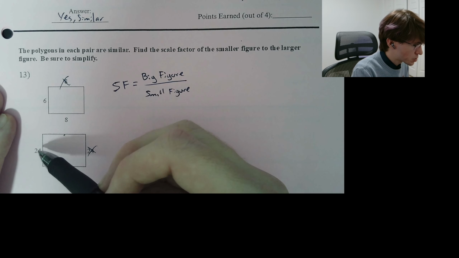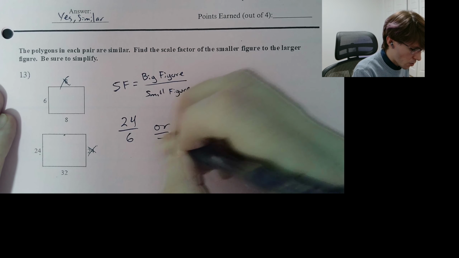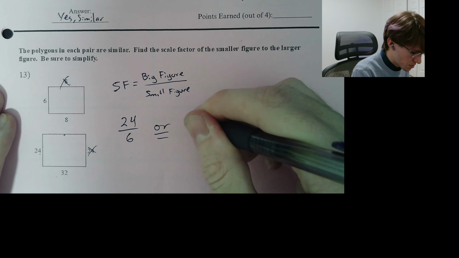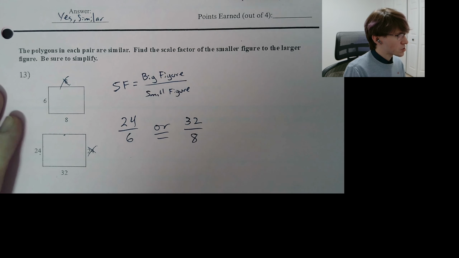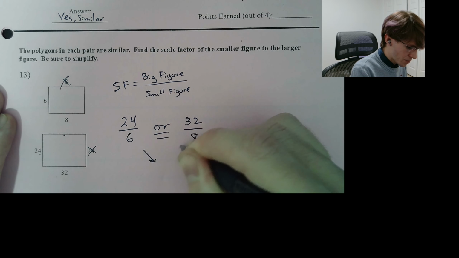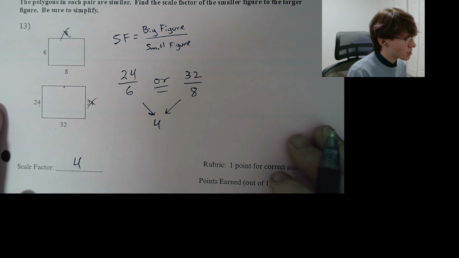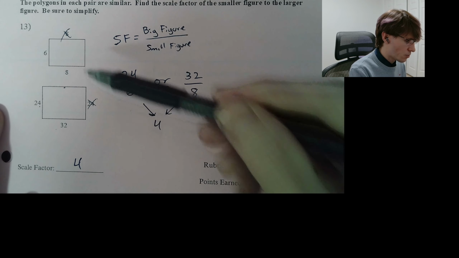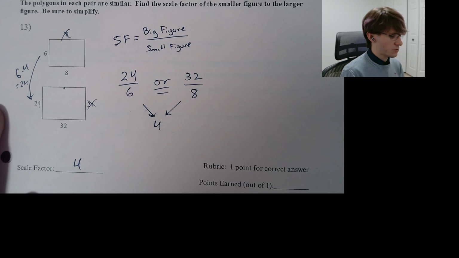So you have a choice on this problem. I'm going to do either the 24 over the 6, or you could do 32 over 8. In the scale factor, what it's really asking you is what number is it, regardless of which one I use. I get the same answer. I get 4, and that is my final answer. The question you're really doing here is trying to figure out, how do I multiply from one figure to the other? If I did 6 times 4, I would get 24, and that's my scale factor concept there.